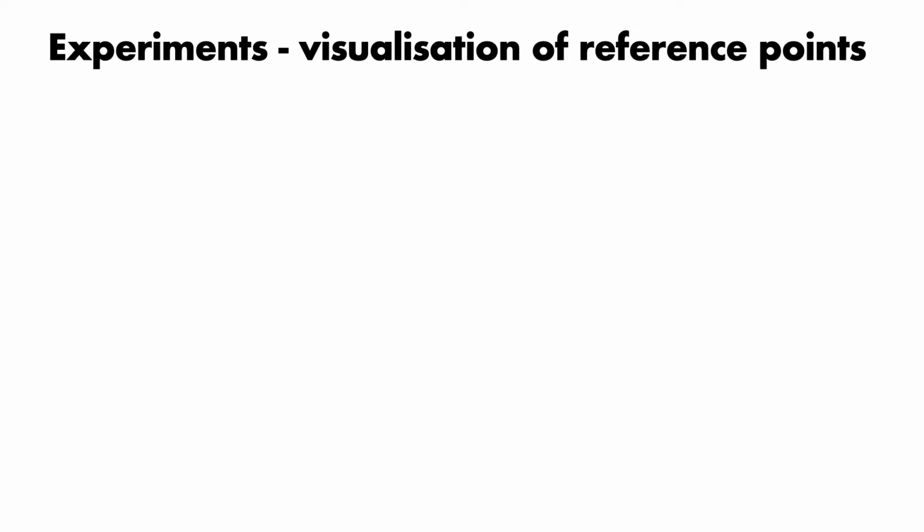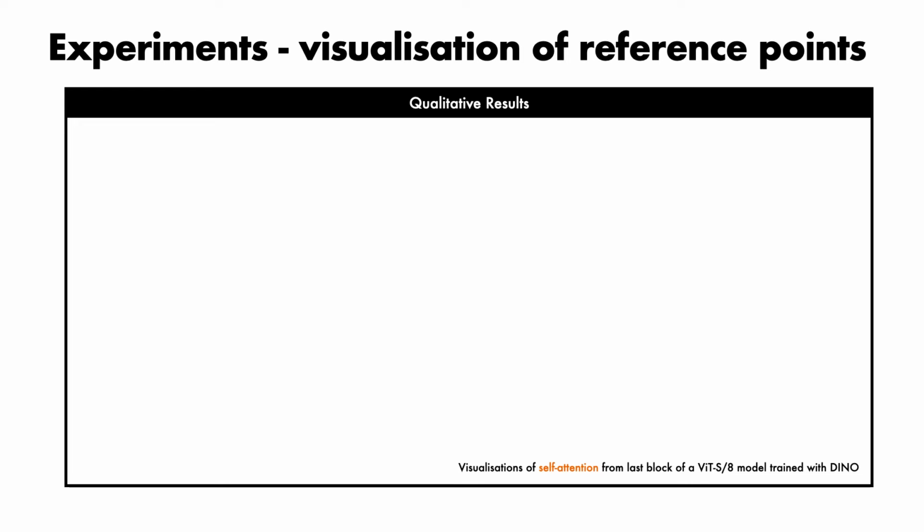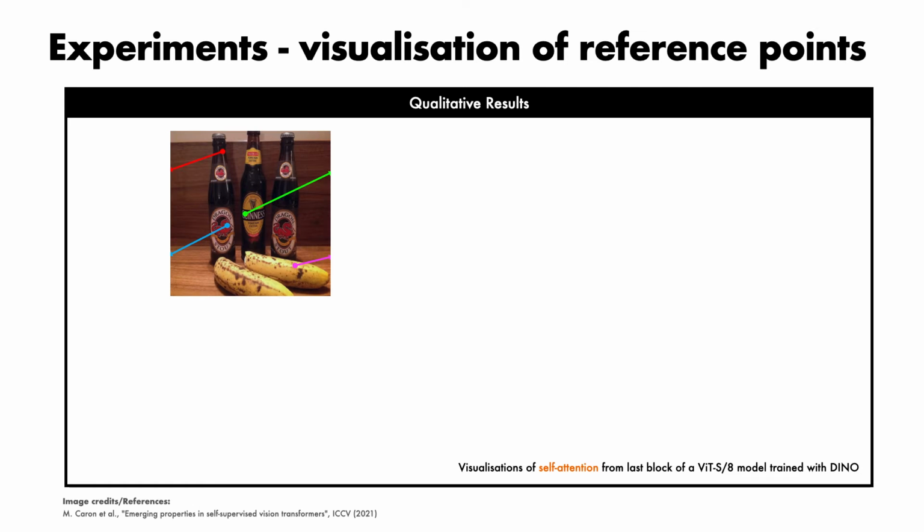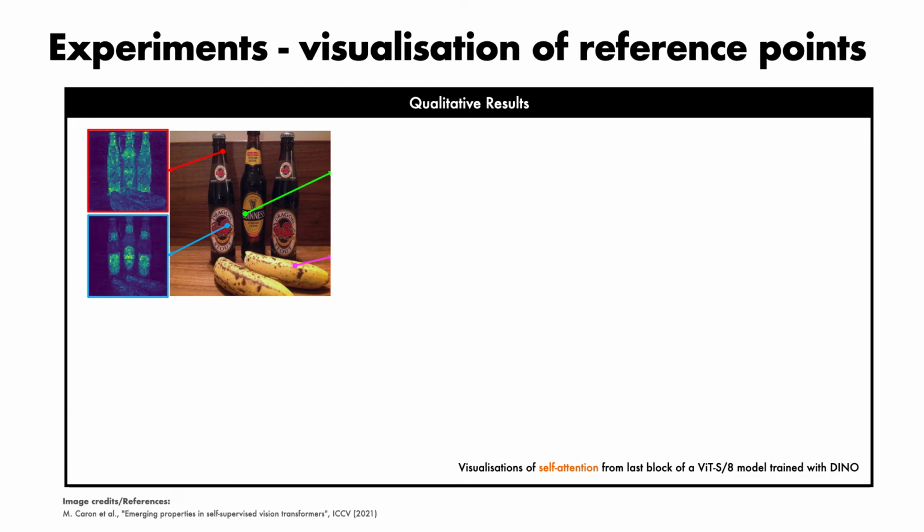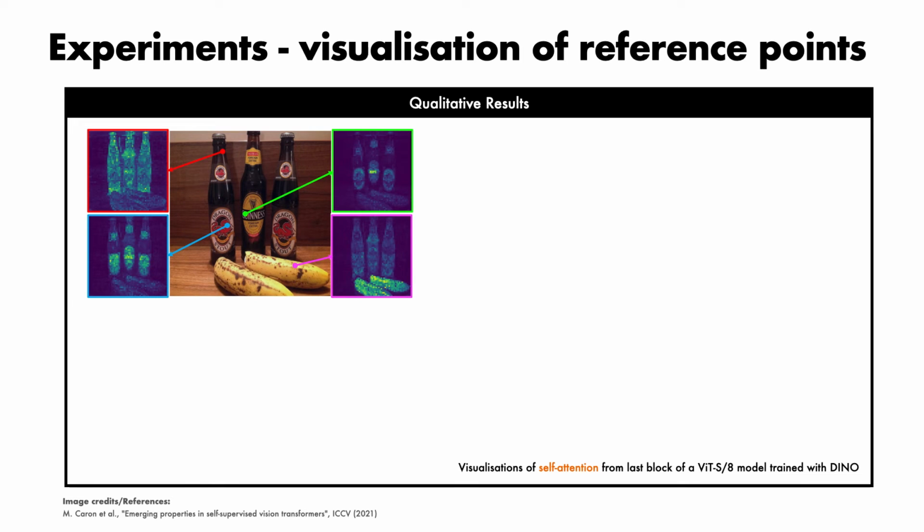To gain a further sense of how this self-attention mechanism of Dino behaves, the authors provide visualizations for sets of reference points from the self-attention block at the last layer of a ViT-S/8 model trained with Dino. For example, given this image of healthy nutritional items, the self-attention on the bottle highlights the other bottles, the labels highlight the other labels, the Guinness logo appears to focus heavily on the remaining part of the Guinness logo, while this banana pixel attends to other banana pixels.